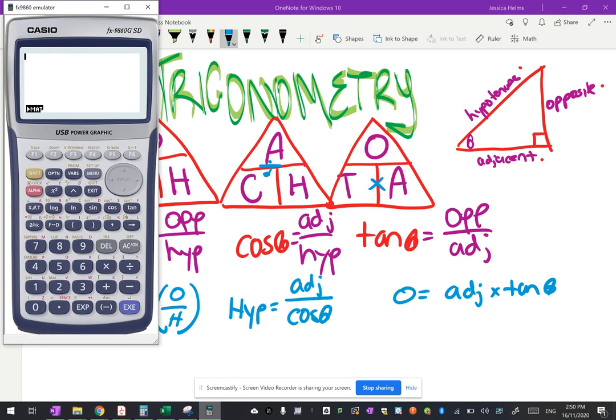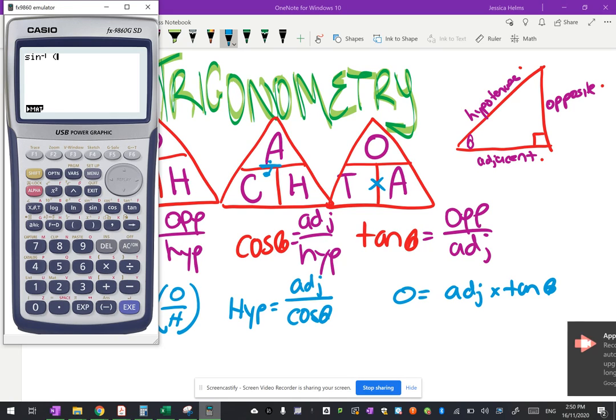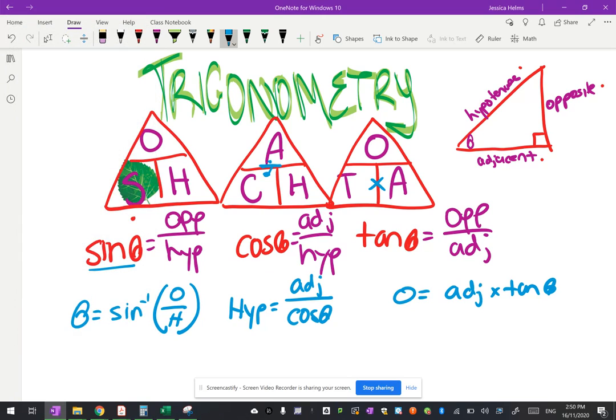In the calculator, you go shift sine, which gives you sine minus 1, and then you would enter the opposite, say that's 5, divided by 10, and that would give you the angle. You have to make sure that your calculator is set up properly, so that you're getting the answer in degrees. But this is a really good way of figuring out how to do this without rearranging.